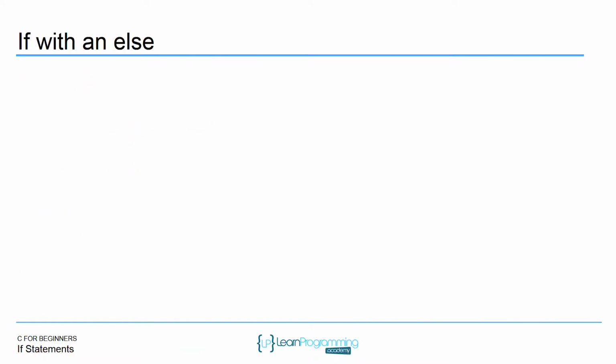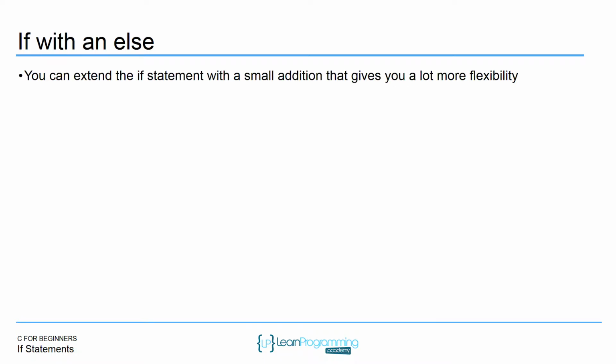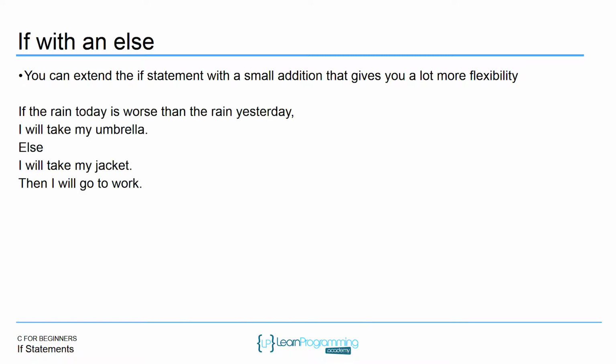Now, you can also add an else clause to your if statement. This is supported by C. So you can extend it a bit with a small addition that allows you to have a lot more flexibility. For example, if the rain today is worse than the rain yesterday, I will take my umbrella. Else, if it's not raining as bad as yesterday, I'm going to take my jacket.